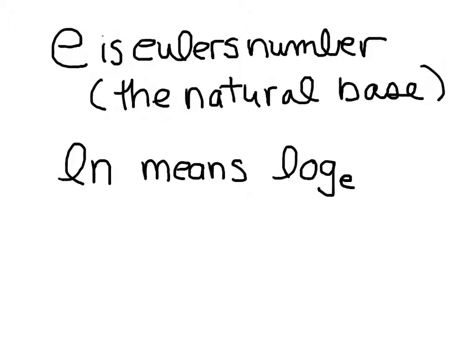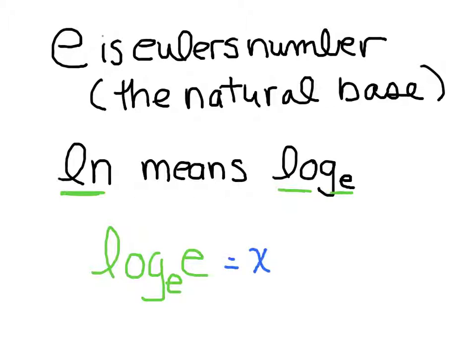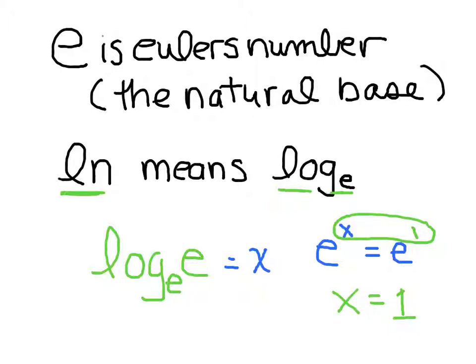Since most problems in the natural sciences involve the natural base, you'll also have to be aware that when you see an ln like this, an ln really means log base e. So if you were to see a problem that said, let's say log base e of e, what that would be saying is, what's the exponent? It would be saying e to what power is equal to e. And the answer to this problem would be 1. e to the first power is equal to e.